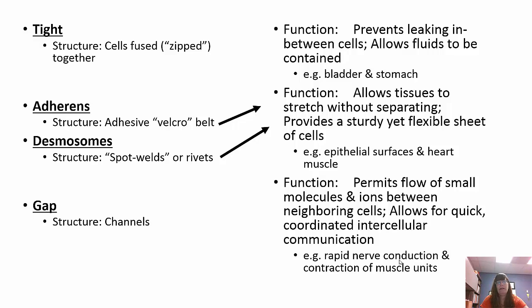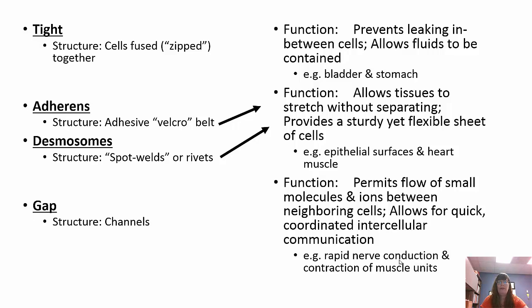Gap junctions are channels. These are your communicating junctions. So what they do is they allow molecules to flow and ions to flow between neighboring cells. This allows for a lot of communication and fast communication between cells. So you can coordinate intercellular communication here.